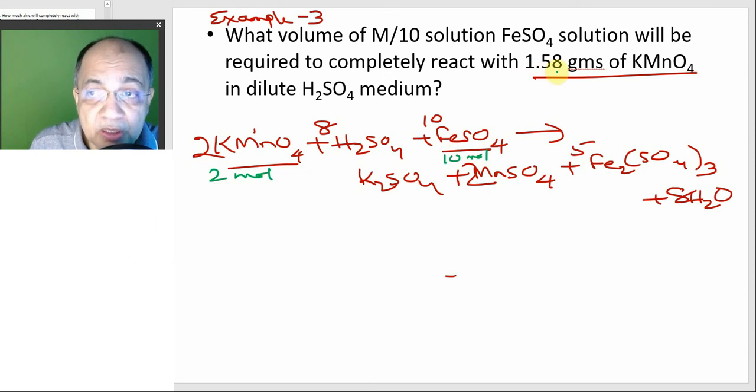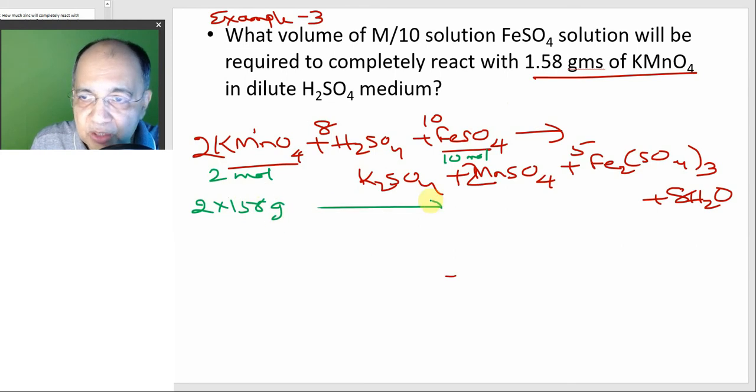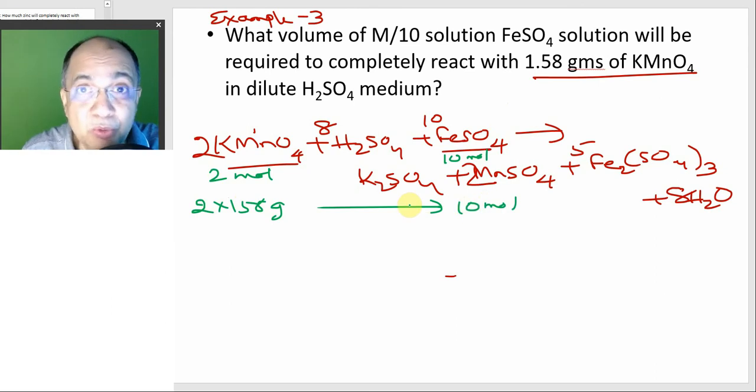And let's see what is the number of moles present in 1.58 gram. 1.58 gram KMnO4 is equal to how many moles? Or you can say 2 into 158, make it mass. 2 into 158 gram reacts with 10 mole. Keep this as mole because we want molarity. We will deal with molarity, so let it be mole.